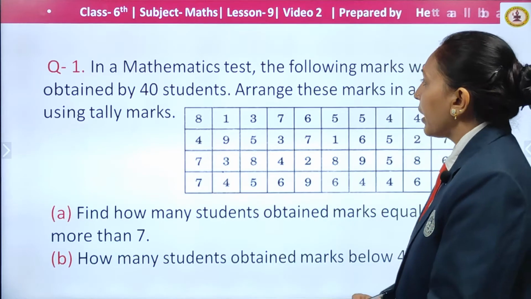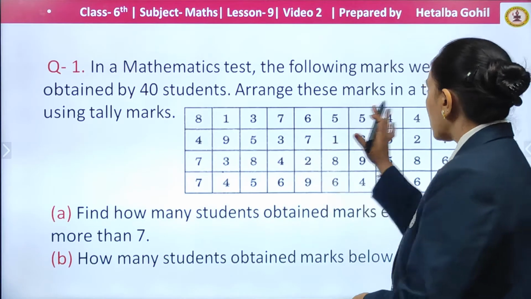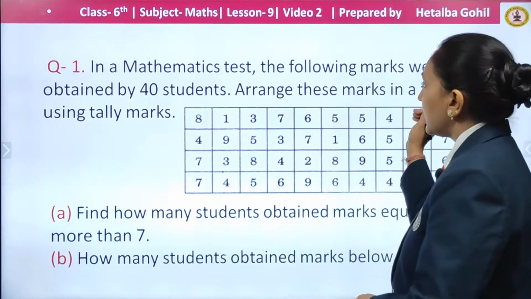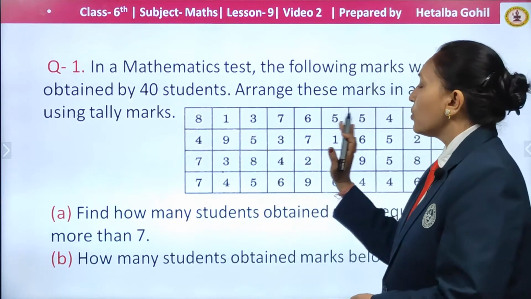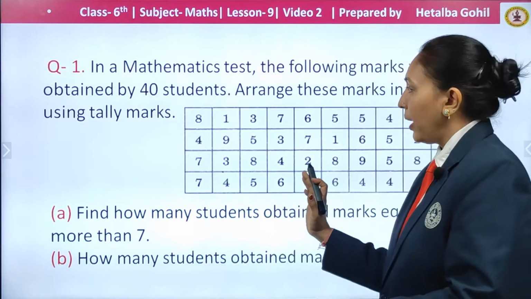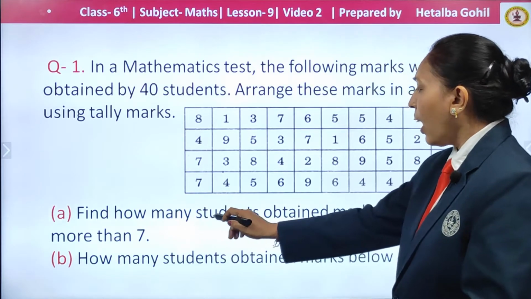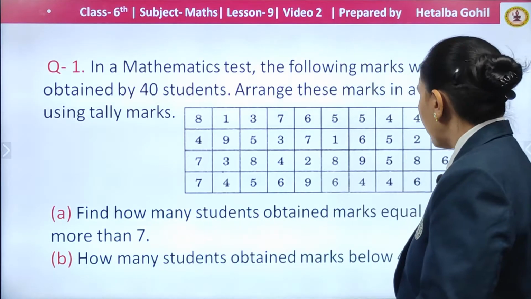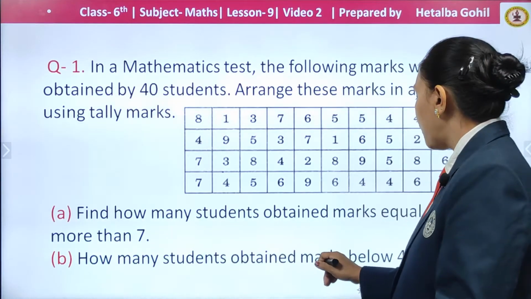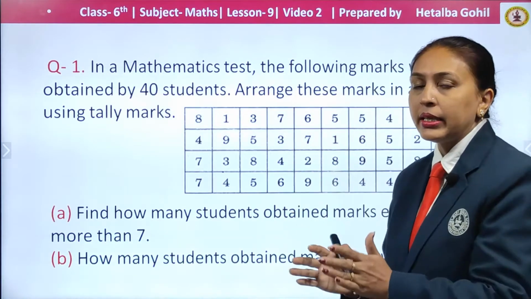question number 1. In a mathematics test, the following marks were obtained by 40 students. So these are the marks of the 40 students out of 10. And we have to arrange these marks in a table using tally marks. Two questions are to be answered with that. How many students obtain marks equal to or more than 7? And secondly, how many students obtain marks below 4? So these are the two questions that we have to answer after making the table.